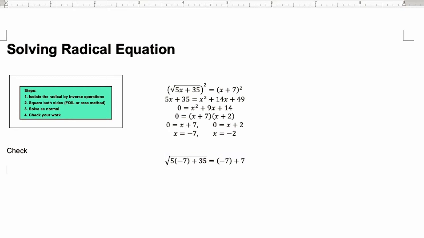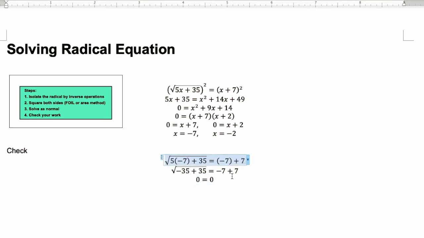Well, that means on this side I'm going to get negative 35 plus 35. The other side I'm going to get negative 7 plus 7. Well, on this side it's just going to become the square root of 0. Equals 0. That checks out. Even though it's 0, we're good to go. It's a totally true statement. Now, let's check the other one.